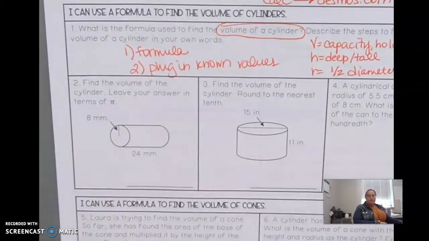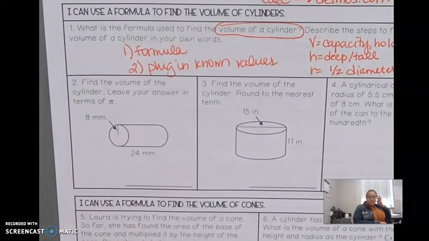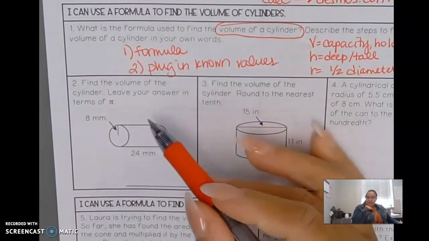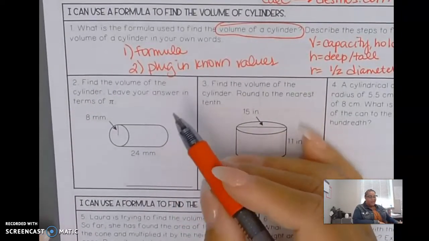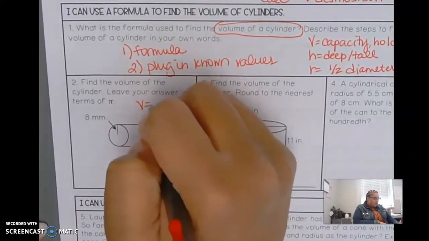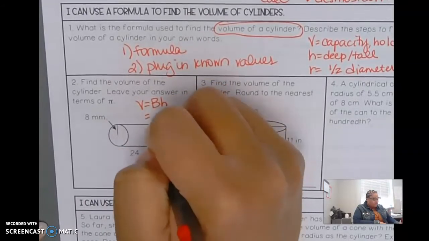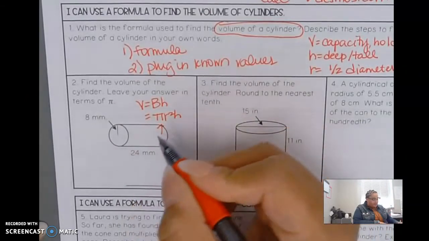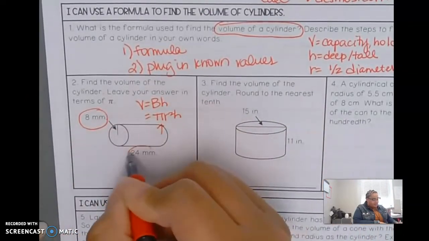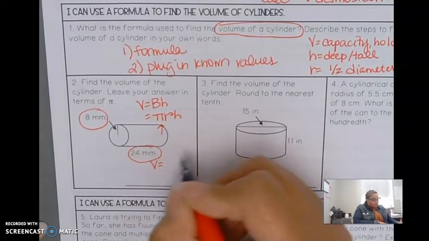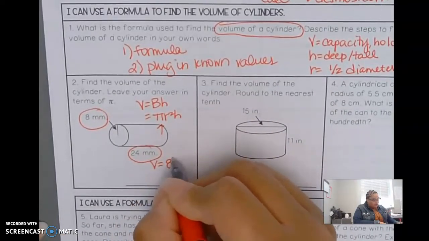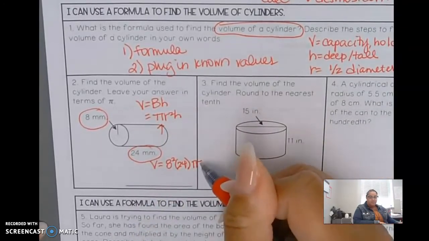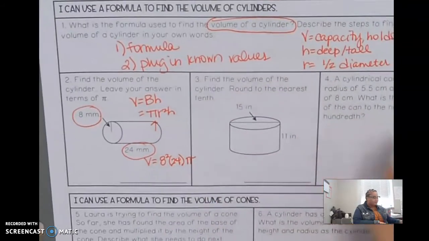Number 2, it says find the volume of the cylinder, leave your answer in terms of pi. That means we're not actually multiplying by pi here once we find my big B and my height. So we'll write my formula, V equals big BH, and V equals pi r squared h. So I'm going to leave pi as is. This is my radius. This is my height. So my volume will equal 8 squared times 24 times pi. And I'm going to leave this in terms of pi when I choose this answer here.